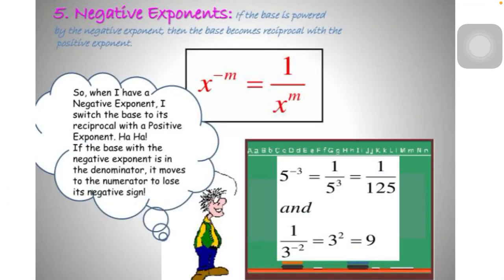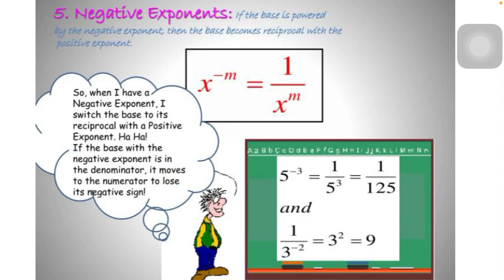Now the last one is the negative exponents. Negative exponents, you all know, means a power with a negative sign. So how will we solve it? If the base is raised to a negative exponent, then the base becomes the reciprocal with the positive exponent. So how will we solve it in the negative exponent? x to the power minus m will be equal to 1 upon x to the power positive m. It will be positive and then you can solve it.